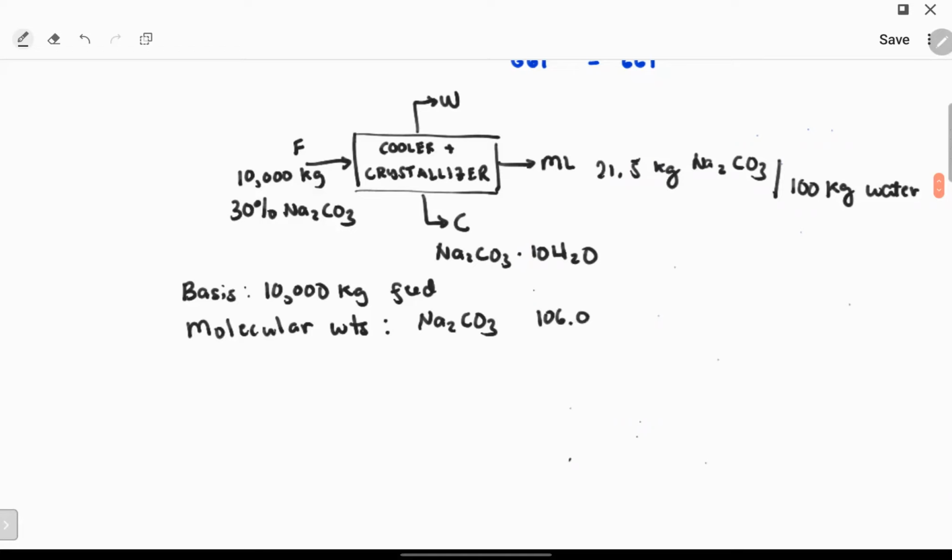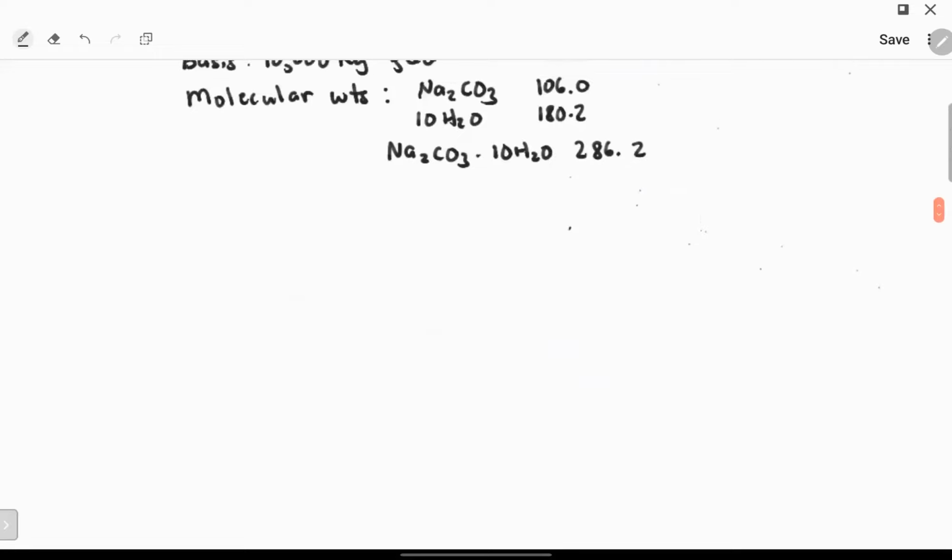Okay? Now, for water, it's 18, right? So for a decahydrate, okay, 10 times water, 10 times the molecular weight of water, so that should be 180.2 kasi 18.02 yung kay water. And therefore, if you want to solve for the whole decahydrate, okay, so salt decahydrate, yung kanyang molecular weight daw, if you're going to compute this, it will give you 286.2. Okay, so this molecular weights later, importante yan.